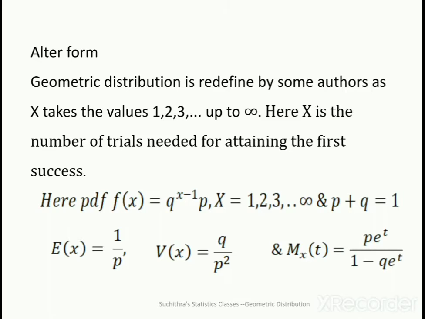So the PDF of this form is f of x is q raised to x minus 1 p, x takes the value 1, 2, 3, etc. p plus q equal to 1. There E of x equal to 1 by p, V of x equal to q by p square, and M x of t is equal to p e raised to t divided by 1 minus q e raised to t.